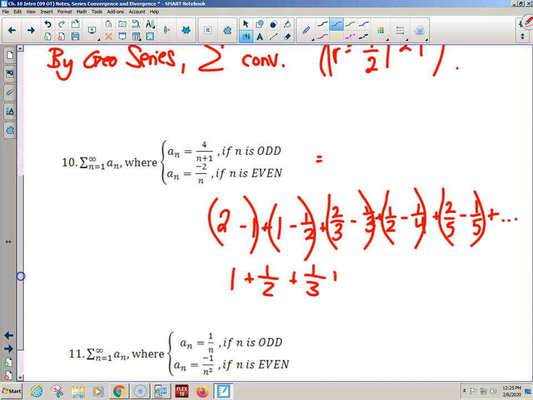Because that's just a third. That's just a fourth. That's just a fifth. What is this thing the exact same thing as? 1 over n. And what does 1 over n do? Oh my god. Diverges by p-series. p is equal to 1.